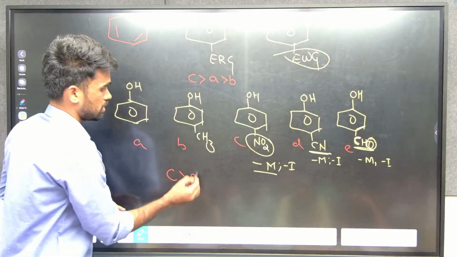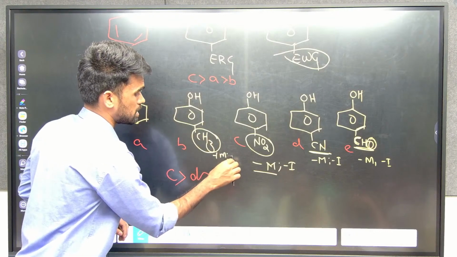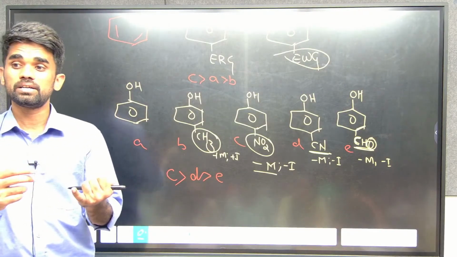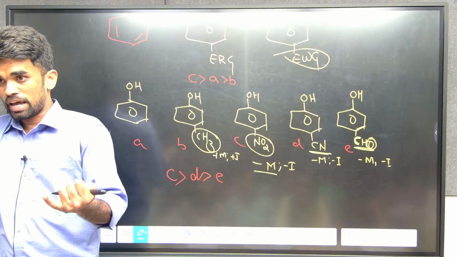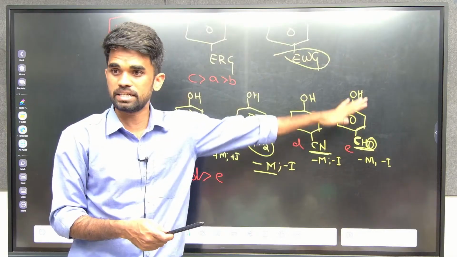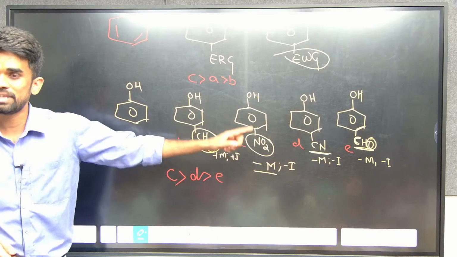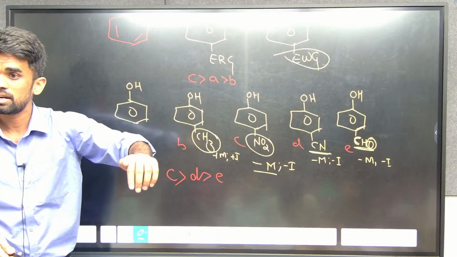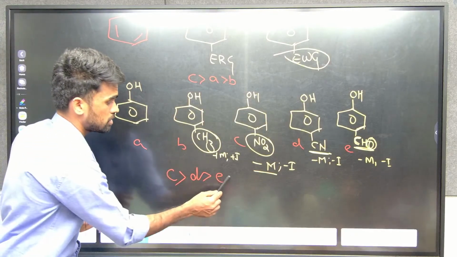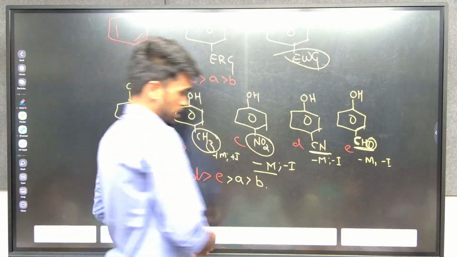Next D, E. What about this group's nature? It is a plus M group as well as a plus I group. Here there is no such group. What I told you, once again repeat that statement: the more electron withdrawing the group, the more acidic the nature. In three cases we have electron withdrawing groups, those are acidic. Here no such group, here electron releasing is there. If electron withdrawing, more acidic; electron releasing, less acidic. No group is better than having an electron releasing group. So what should I write? A, B. Is this clear to everyone? Okay. Next, one last question.